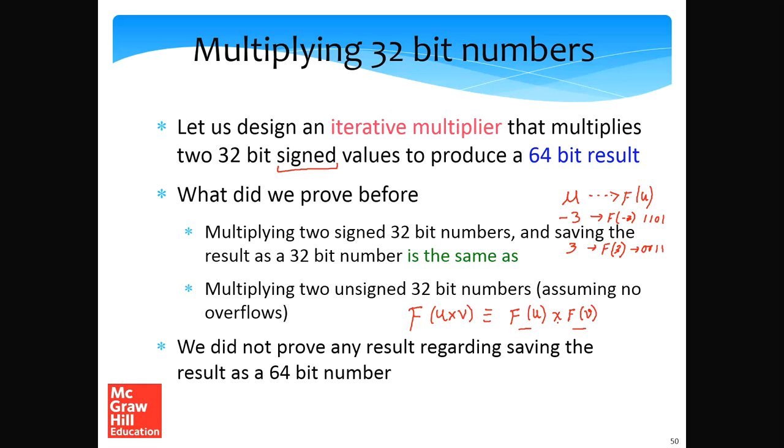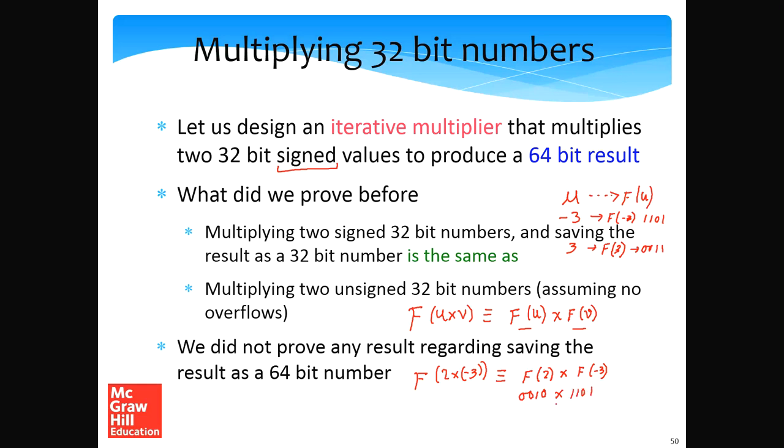So what we know is that if we want to multiply 2 times minus 3, let's say in a 4-bit number system, multiplying this is equivalent to multiplying f of 2 times f of minus 3. So f of 2 is 0010, and that's being multiplied with 1101.